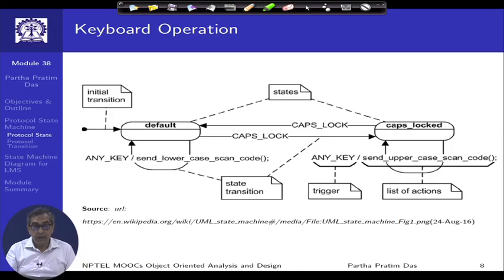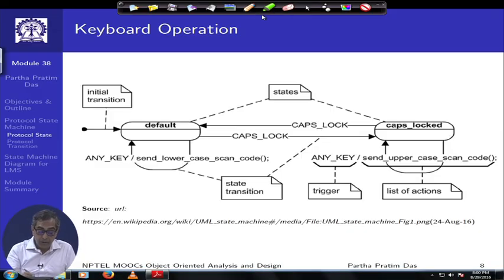This is just another example showing you a keyboard operation. So, this is the initial transition, these are the different protocol states, and by default you are in the lowercase character mode. So, if you press any key, then you send the lowercase scan code, because you know that you are going to find a lowercase character from the keyboard, and you continue back in the same state machine.